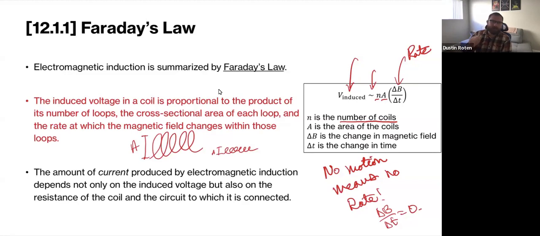Something else to remember though is the amount of current produced by electromagnetic induction depends not only on the induced voltage, but also the resistance of the coil and the circuit. So with Faraday's law, you have to keep in mind that if you wanted to figure out how much current is going through the circuit, you still have to come up with a resistance for the circuit and everything.